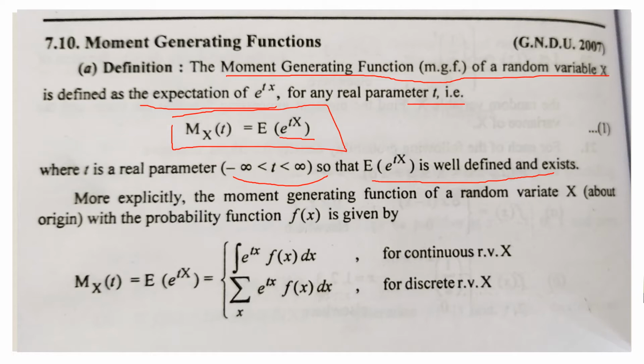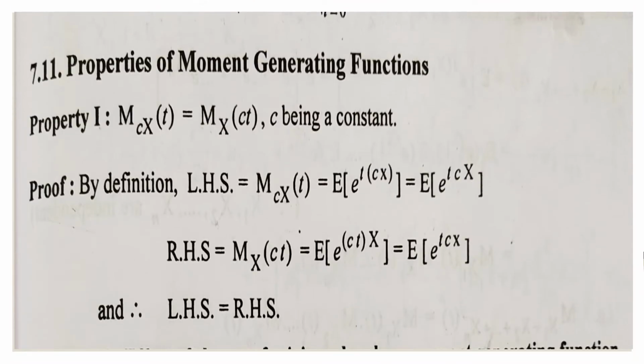As we know, there are two types of random variables. One is discrete type and another is continuous type. If the variable is discrete type, then expectation will be found using the summation of e^(tx) f(x). If the variable is continuous type, then expectation will be found using the integral of e^(tx) f(x) dx. So we have only these two formulas for calculating moment generating function. It is basically the expectation of e raised to power tX. This is the main definition of moment generating function. Now in this video, we will learn about a few properties of moment generating function.